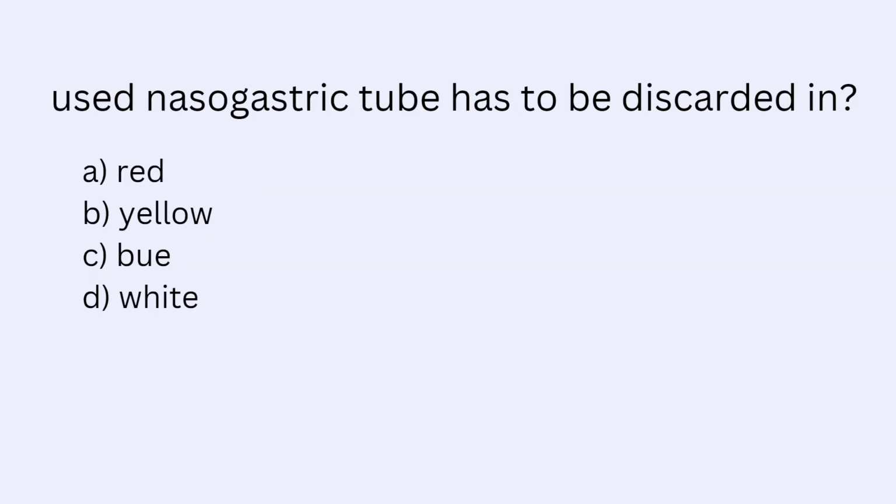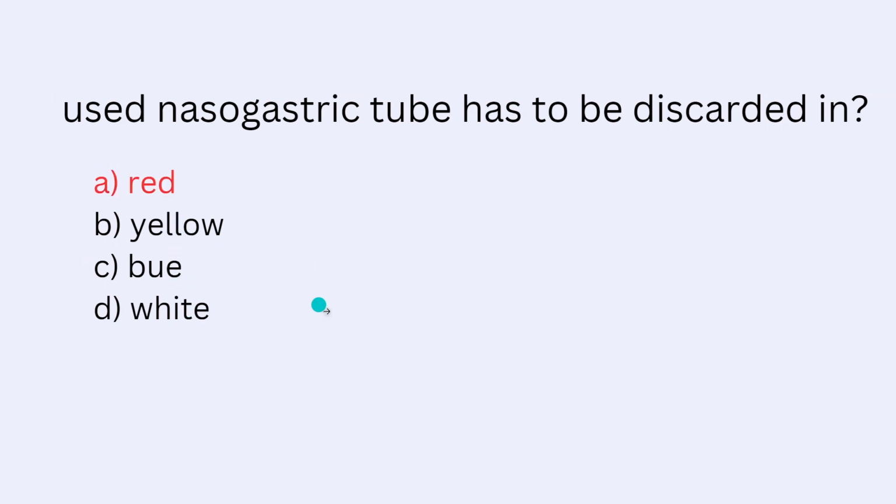Used nasogastric tube has to be discarded in which bin? Option A red, option B yellow, option C blue, option D white. The answer is red, because a nasogastric tube is plastic waste, so it will go into the red color bin.